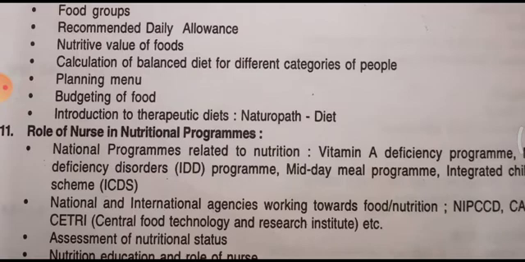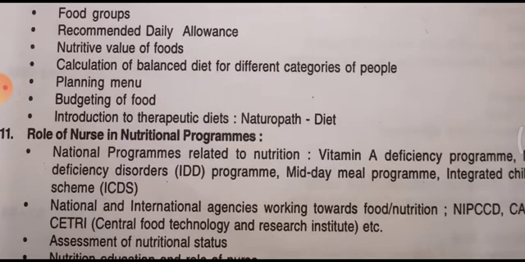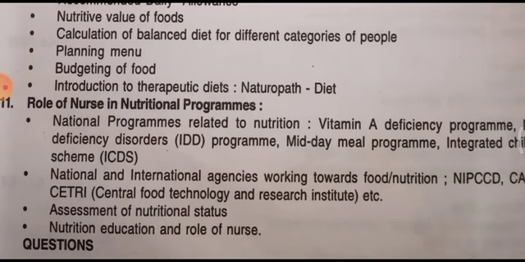balanced diet. Planning the menu, how we should plan the food for different age groups according to their age, sex, weight, height, and also physical activity and disease conditions. Budgeting of the food, if you want to get all the nutrients in a limited amount, then you should go for budgeting of food, that is going to be discussed.